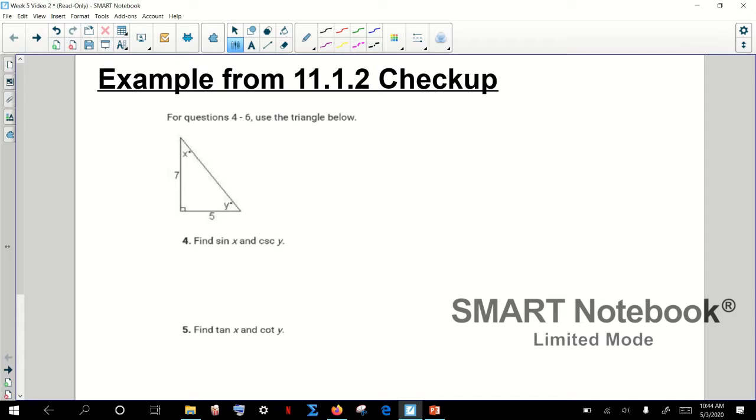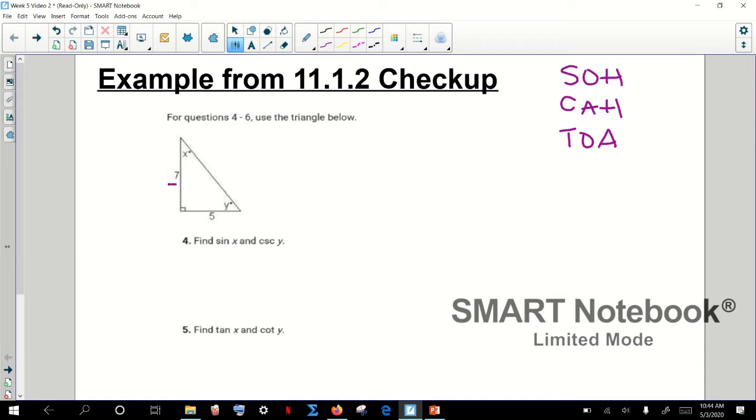So we're finding trig ratios. So let's write down our little acronym. SOH CAH TOA. Remember that stands for sine, cosine, and tangent, and which sides are used for those ratios. And then remember that cosecant, secant, and cotangent are the reciprocal trig ratios of sine, cosine, and tangent. All right, so first we want to find the sine of x and the cosecant of y.